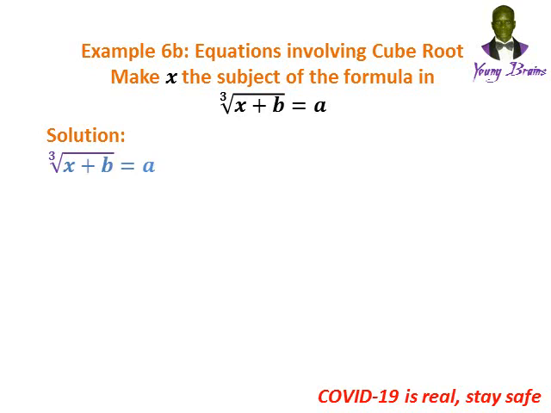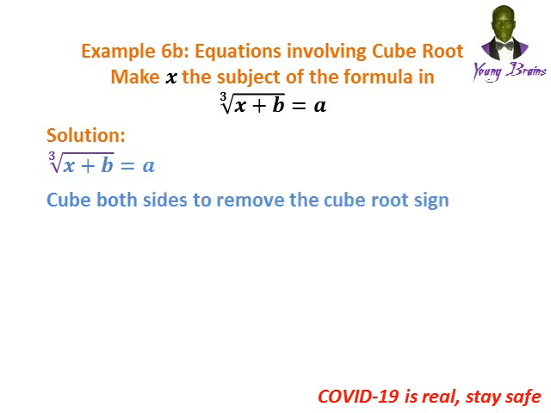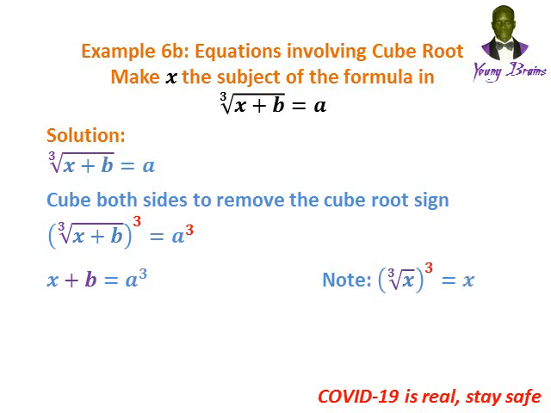We need to remove the cube root sign from it, and to do that, we need to cube both sides. We need to raise both sides to the power of 3. So we have cube root of x plus b raised to power 3 equals a raised to power 3. So we have x plus b equals a raised to power 3. Noting that cube root of x raised to power 3 equals x.